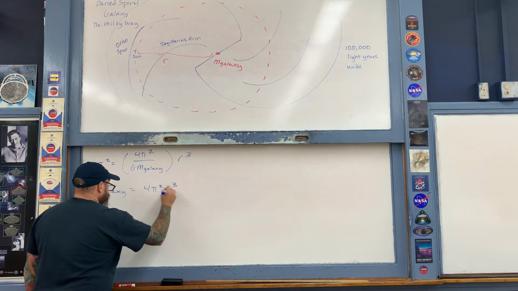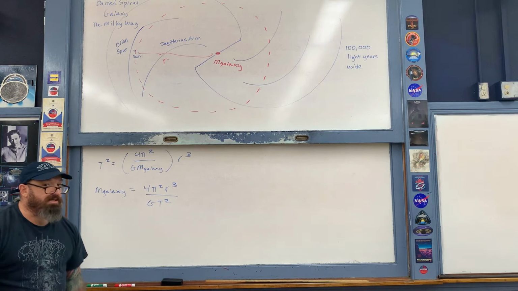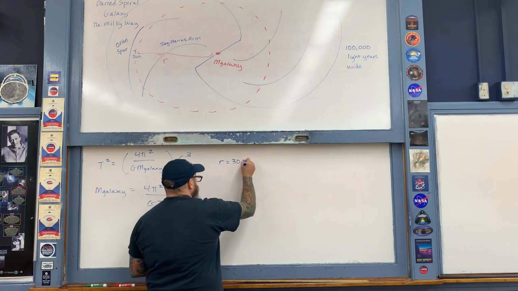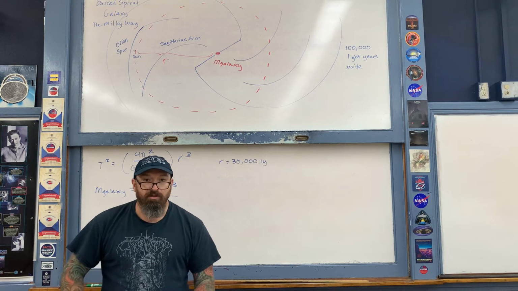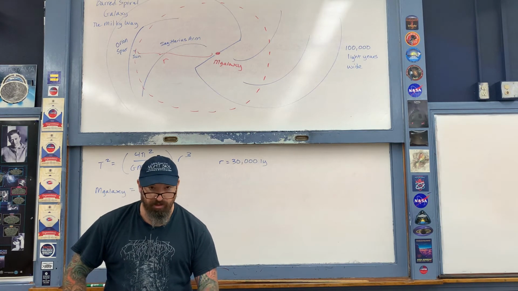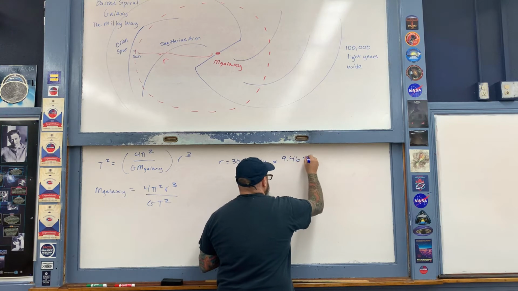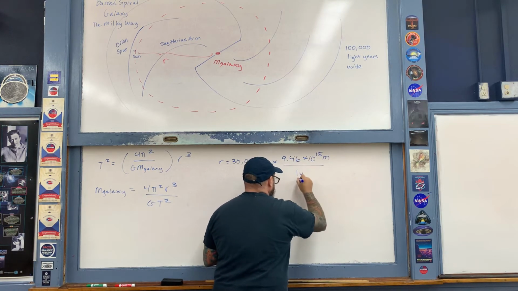Like so. And now I get to some rather crazy numbers. So let's take a look at small r first. That's given to us as 30,000 light years. As I mentioned a little while ago, 1 light year is about 9.5 trillion kilometers. That's 9.46 times 10 to the 15th meters per light year.